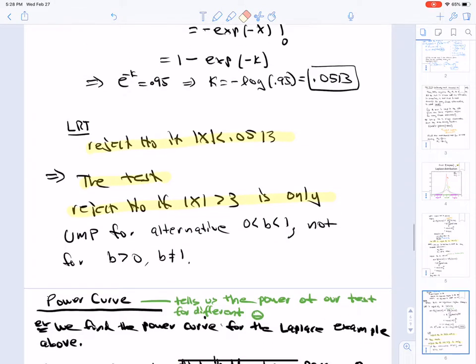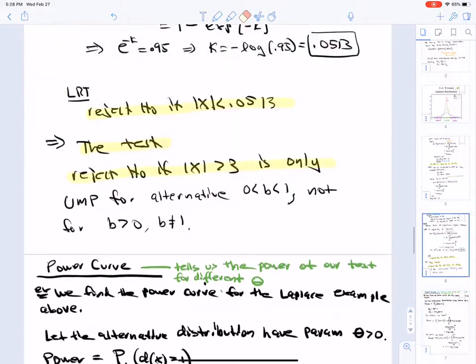So now the LRT says reject H0 if the absolute value of x is less than 0.0513. And so the test reject H0 if absolute value of x is greater than 3 is only UMP for alternative b between 0 and 1, not when b is greater than 1, right? So we have a different likelihood ratio test when b is greater than 1.